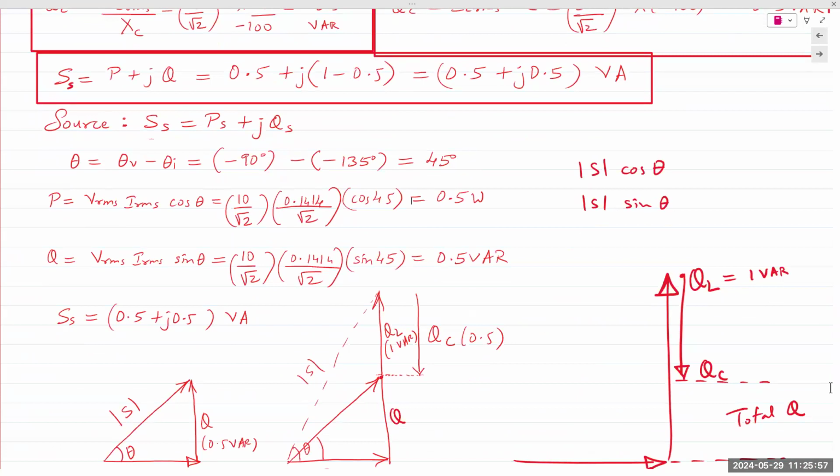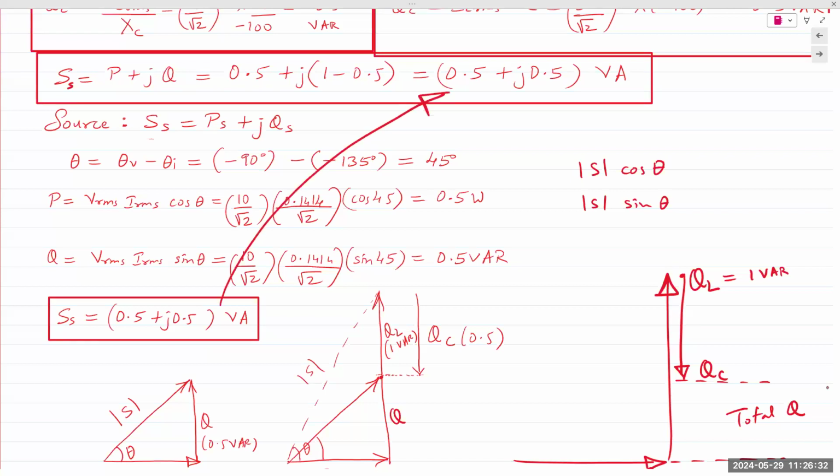Then from that point on, it's a simple plug in. You take the standard expression, plug in the known values, right? It's RMS values. RMS values are magnitude divided by √2. So you have 10 divided by √2, and you have 0.1414 divided by √2, both of the magnitudes of the voltage and current. You obtain the exact same values, 0.5 watts and 0.5 VAR. So this is kind of like the top-down approach. Same answer, no difference.